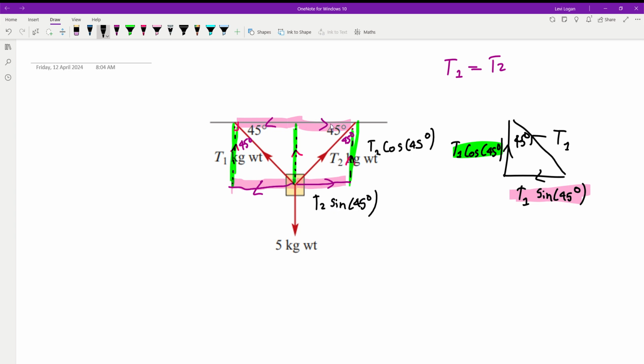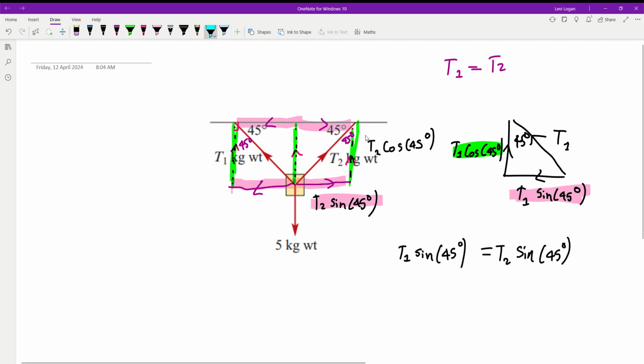Now because this force and this force are equal, we can say that this is equal to this. So we get the equation T1 sine 45 degrees equals T2 sine of 45 degrees. Sine of 45 degrees is on both sides, so we can divide both of them, and we get T1 equals T2. That's useless at the moment, but it proves our initial statement that both the tensions are equal.